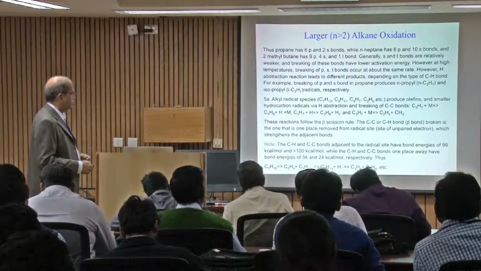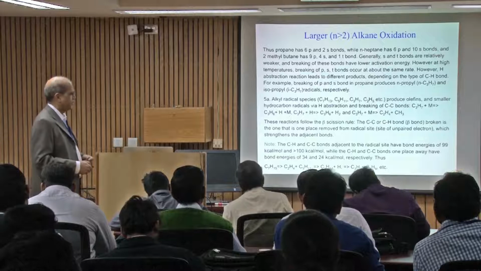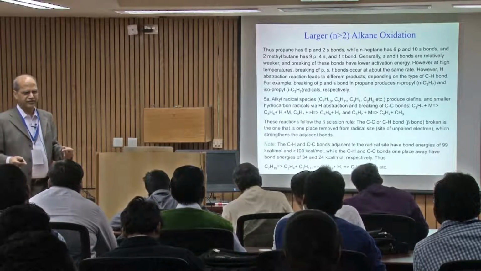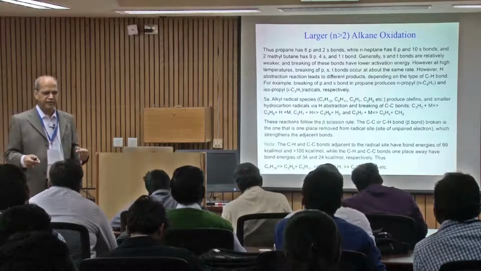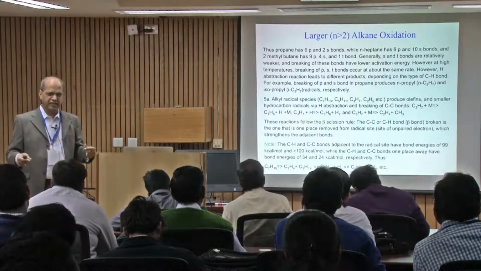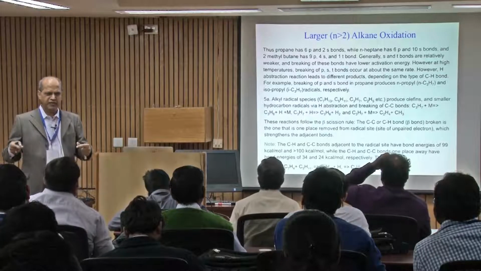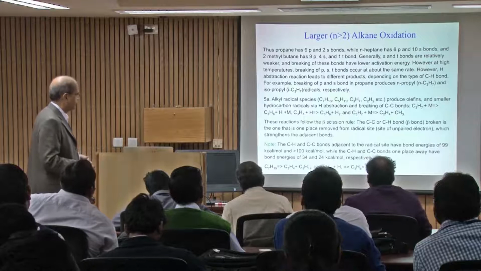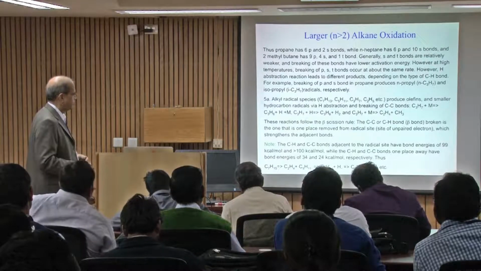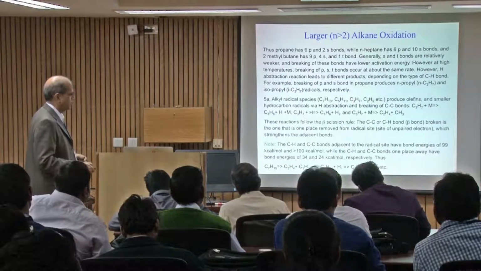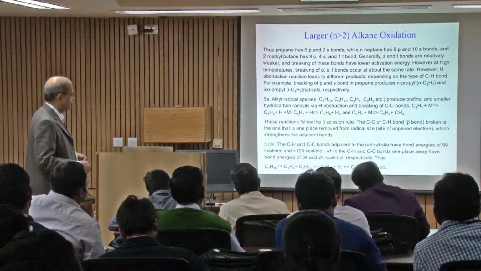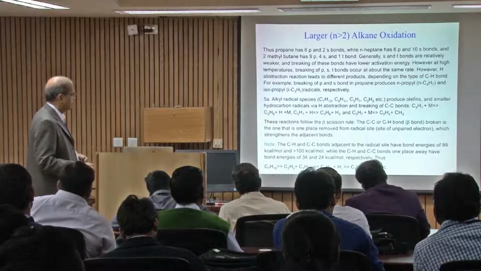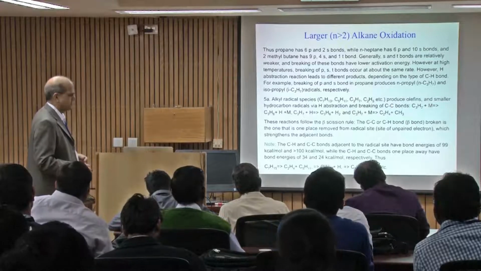So fourth step, what is the outcome? You have lots of alkyls. If it is propane, then you have C3H7, which is an alkyl. Alkane, you remove one H, it becomes alkyl. So for example, C7H15, this is for heptane. The next step, these alkyls will produce alkenes.